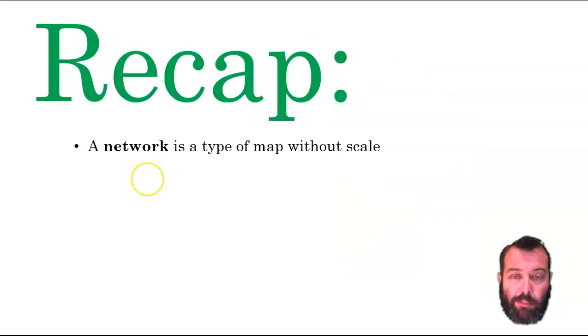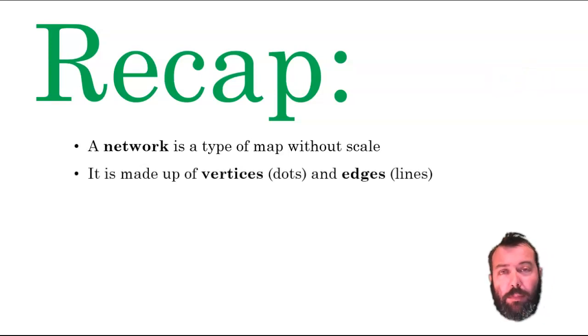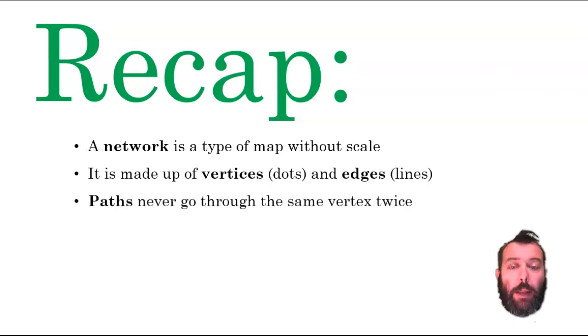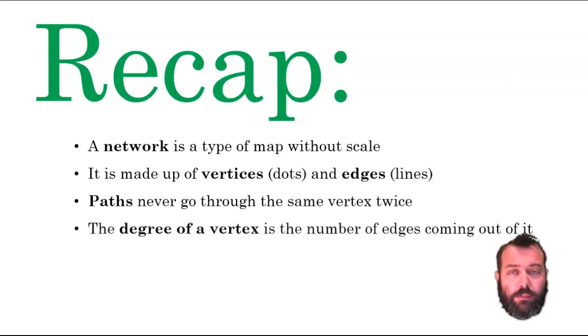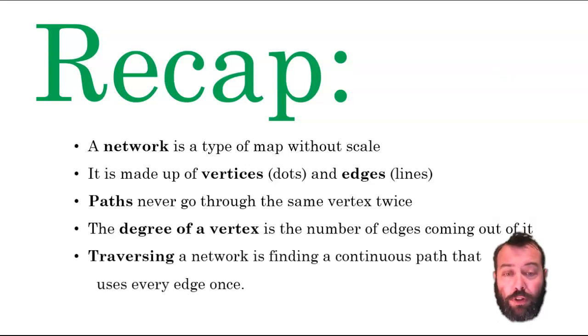So, to sum this up, what have we looked at in this video? A network is a type of map without a scale. It's made up of vertices, the dots, and edges, the lines. Paths never go through the same vertex twice. The degree of a vertex is the number of edges that come out of it. And finally, traversing a network means finding a continuous path all the way around that network that uses every edge exactly once. Once, but not twice.